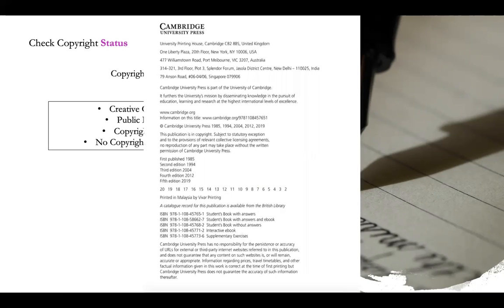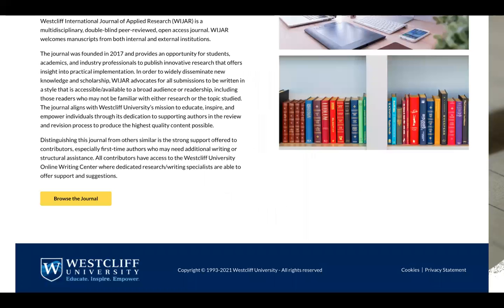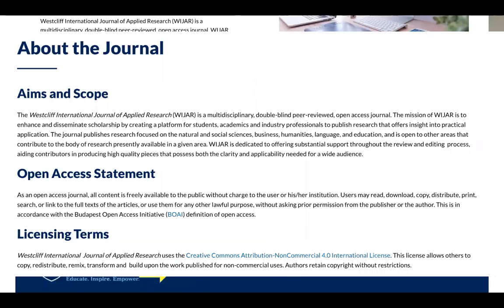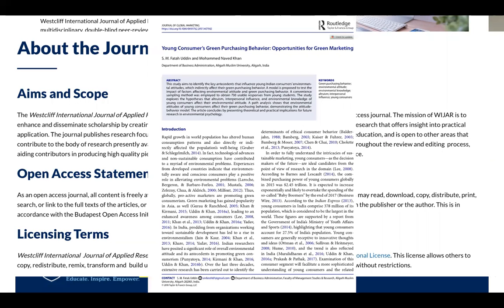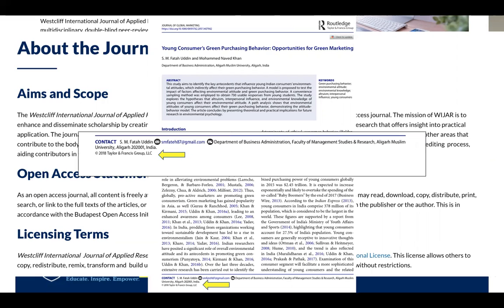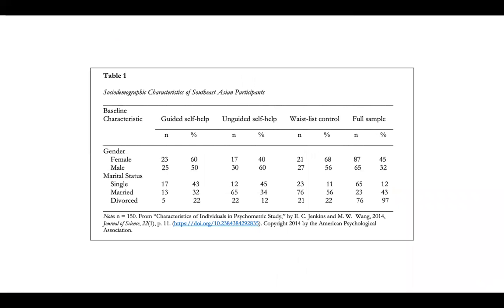Now, typically you can find this information within a book right after the publisher's information and within the first couple of pages. On a journal's website, check the footer. It's typically incorporated there, or you can look on their About the Journal page to see if they have certain licensing terms. In an article, you can also check the footer, and a lot of times you will be able to find the copyright information there.